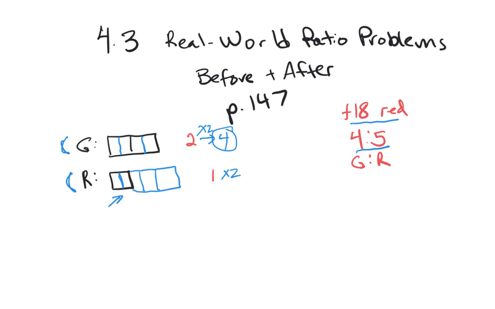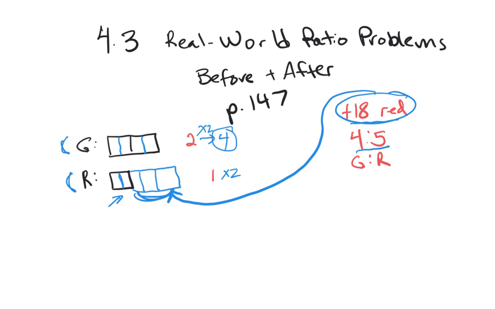That's not a very good drawing. Wait, 1, 2, 3. It's not to scale there, but I put in 3 more units to make 5. Now, by adding in those 3 units, we added in 18 red plates. So these 18 red correspond to these 3 added in units to the ratio.